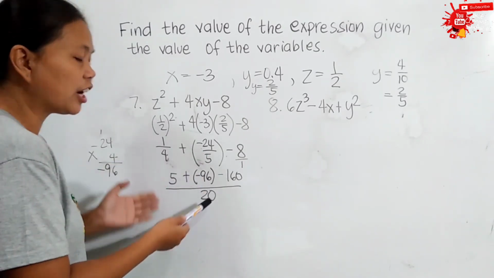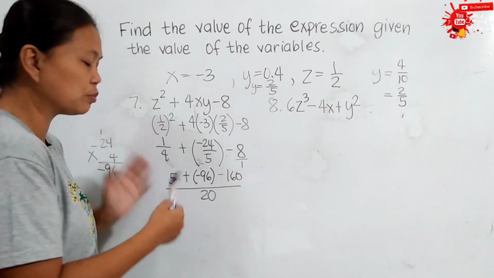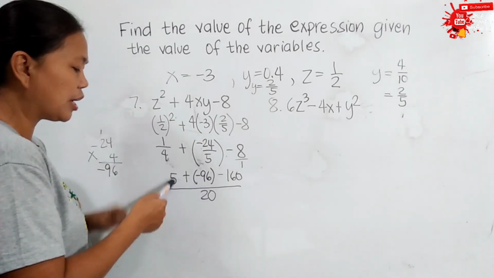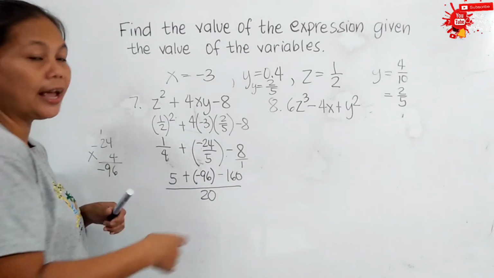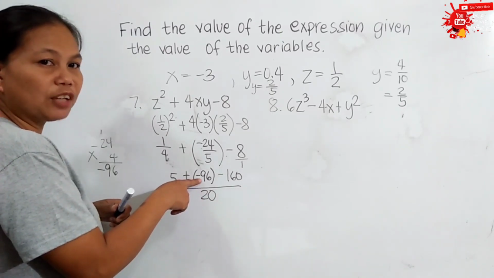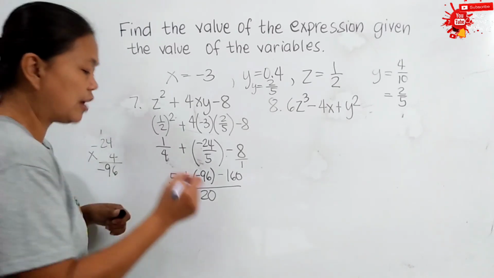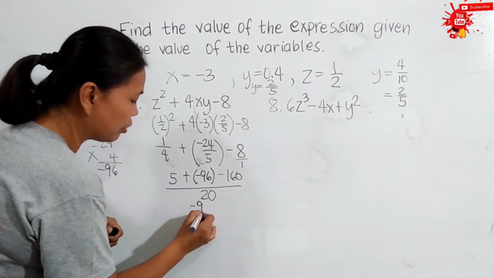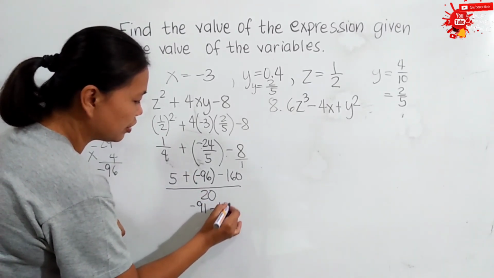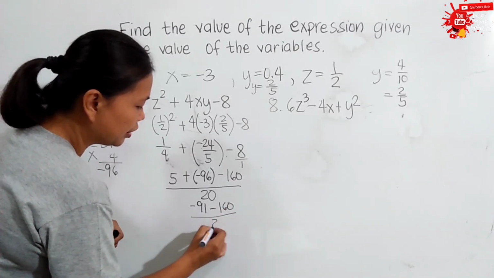So of course, if we are adding two integers with different sign, we subtract them. So 96 minus 5 is 91. Then we will follow the sign of -96 because -96 has a greater absolute value. So it will become -91 minus 160 over 20.